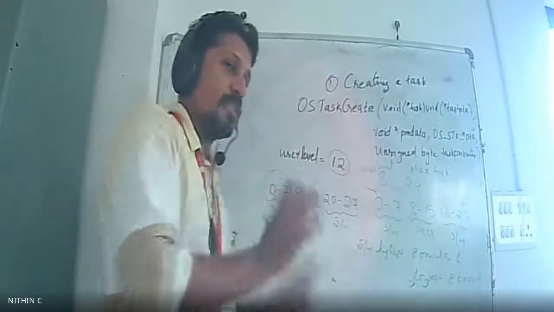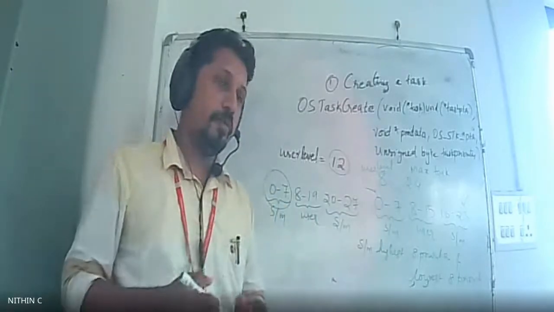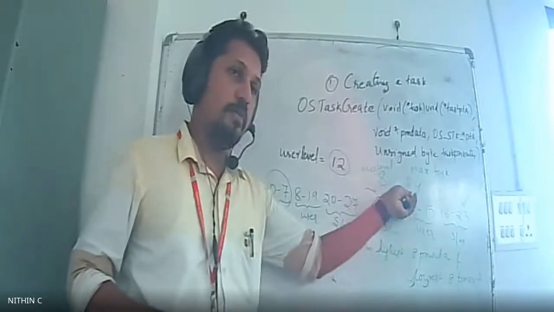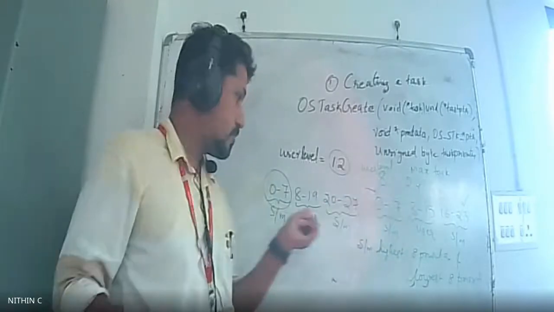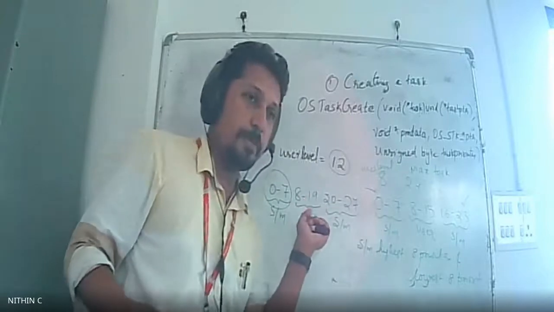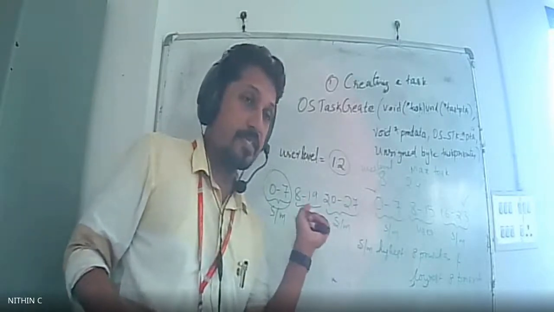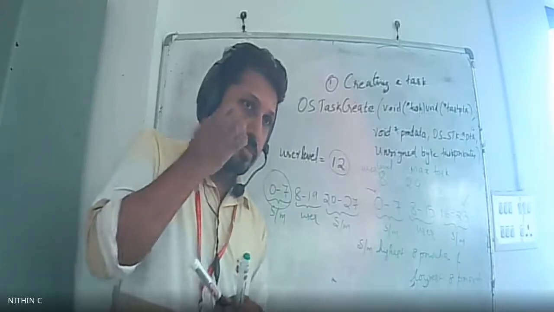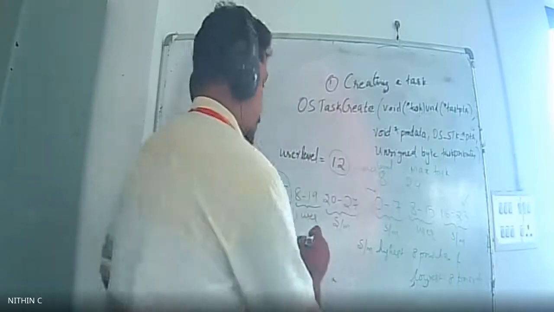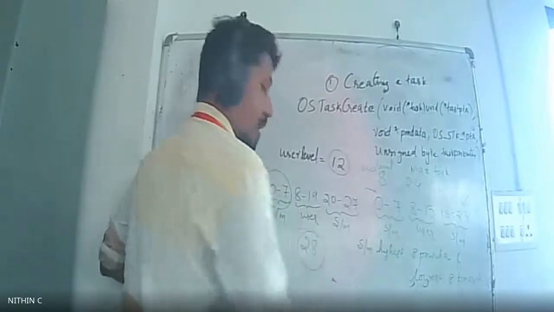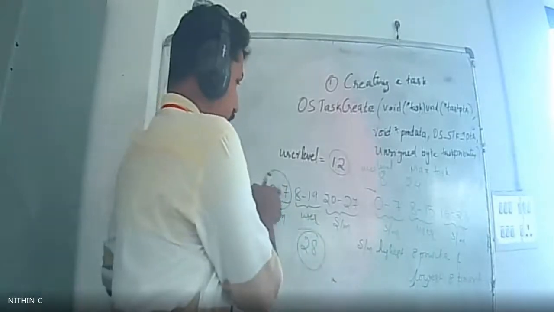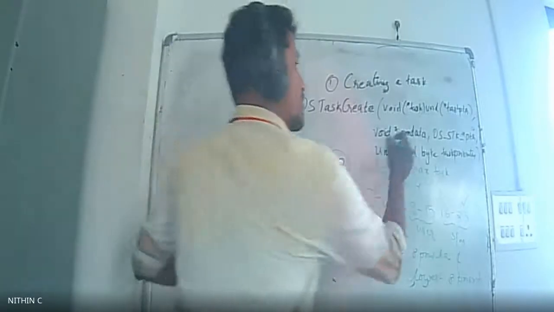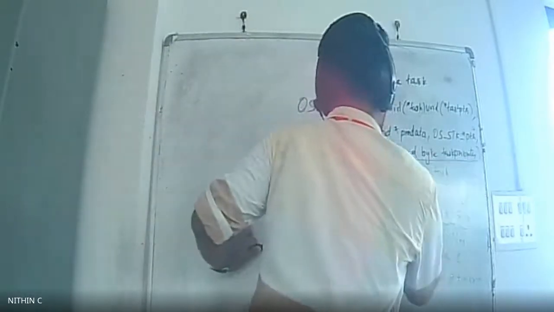So what will be the maximum number of counts? I mean the maximum number of priorities. In the earlier case the maximum task supported was 24. So in this case the maximum task supported will be 28, since we are having from 0 to 27, right?